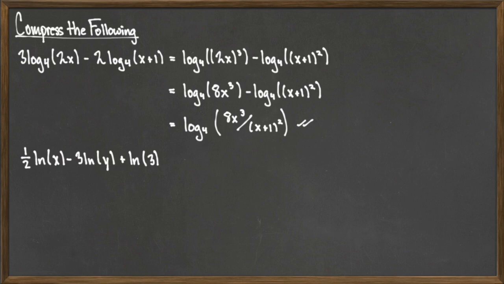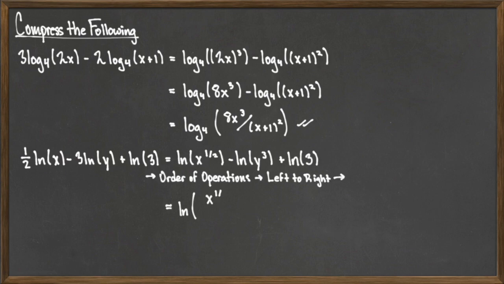In the previous problem, it was pretty clear that I should have used the quotient rule because I had two terms being subtracted from one another. But here I have three terms happening at once, one with a minus and one with a plus. The easiest way to remember how to handle this is to remember our order of operations. I have pluses and minuses, which go from left to right. So this means I'm going to take care of those first two terms, ln of x to the 1/2 minus ln of y cubed first. And I'm going to transform that, again using the quotient rule, as ln of x to the 1/2 divided by y cubed plus ln of 3.